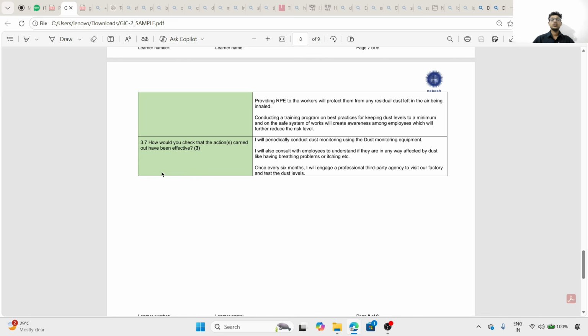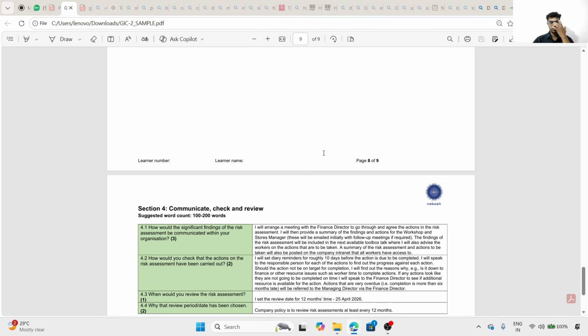So by this, you can check whether the actions you had carried out are effective. See, you do a control, it has been implemented, and we need to understand whether it is effective or not. So how shall you test it? So you can write this.